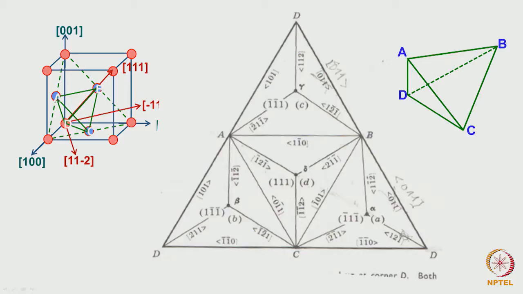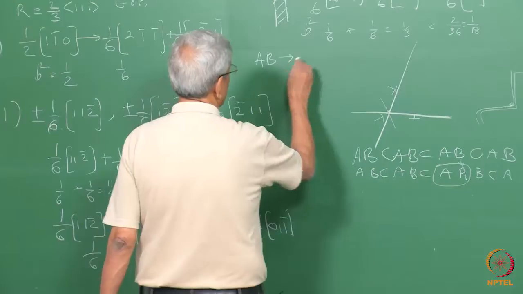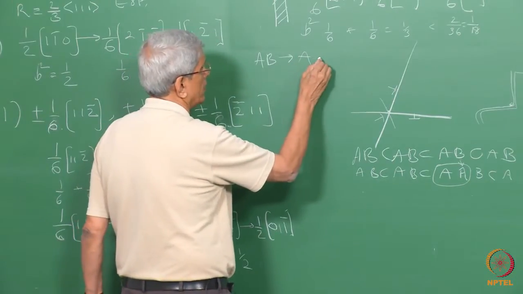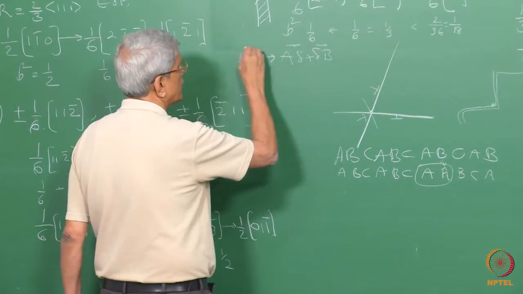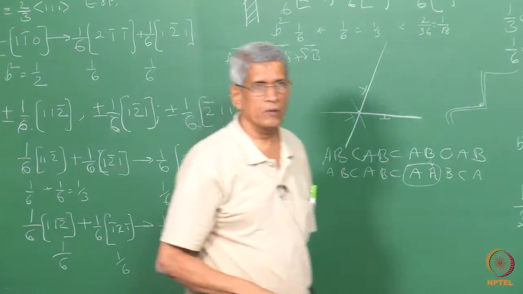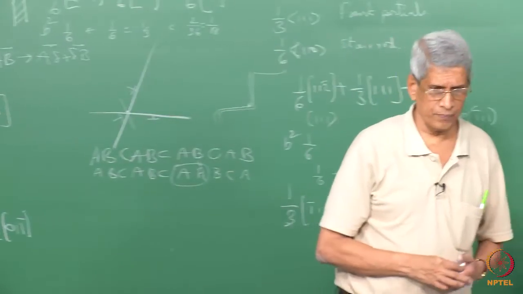And here all the line directions, vectors, everything is being marked. And this is A to delta, this is the reaction. And suppose we look at AB, this vector. AB can be written as A delta plus delta B. This is how vectorially we will be representing it.